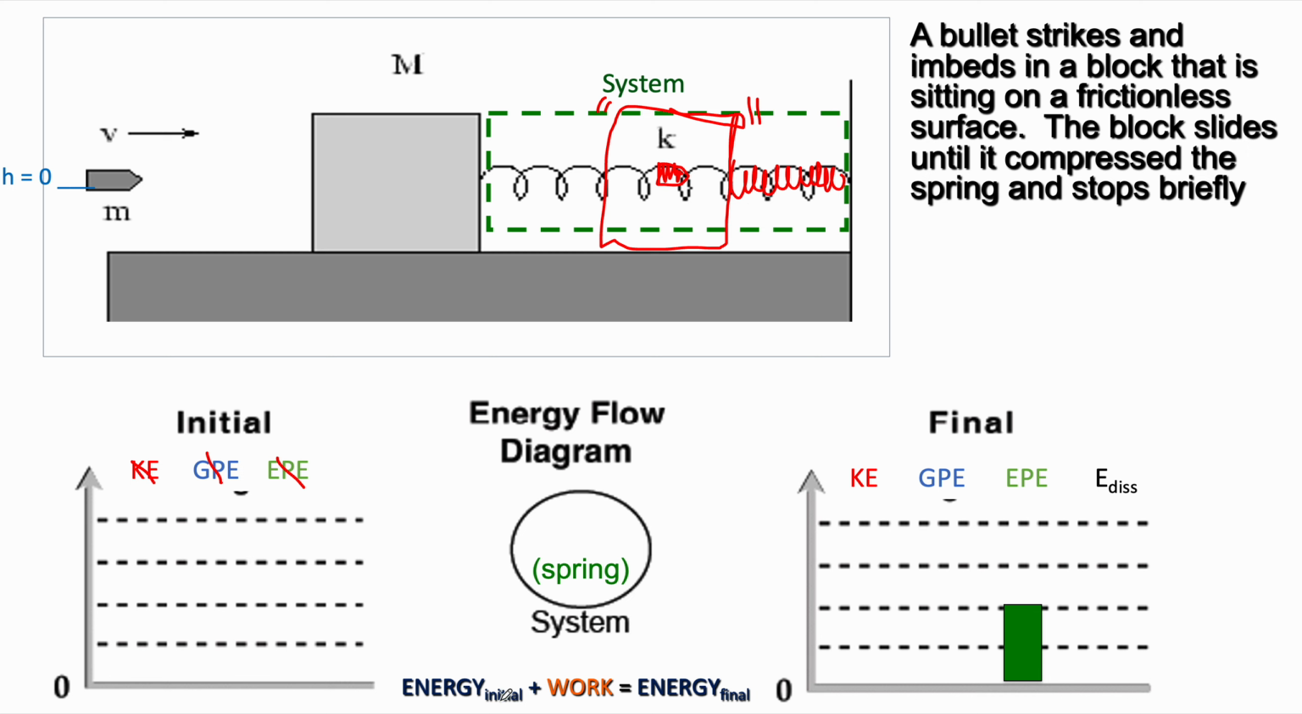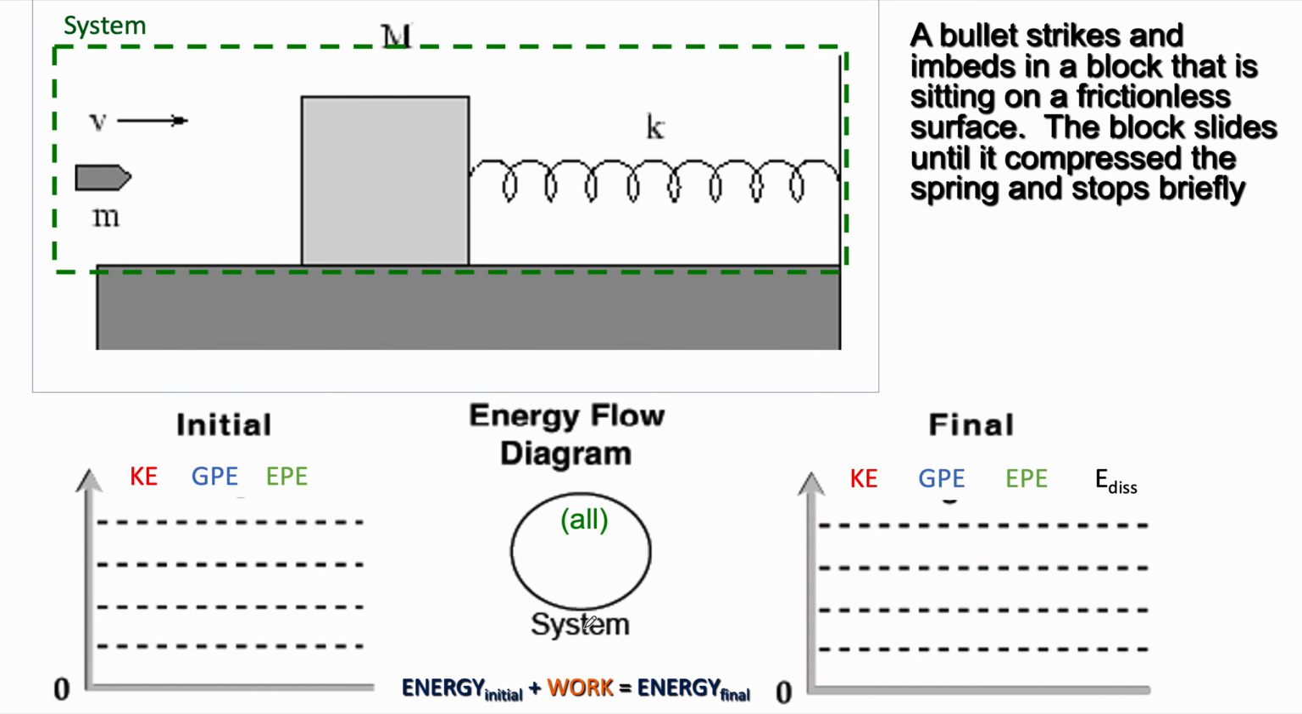What's my energy flow diagram? I start out with 0 units over here, 2 units over here. What must have happened? 2 units of work must have entered my system, because I end up with more energy at the end than I started.